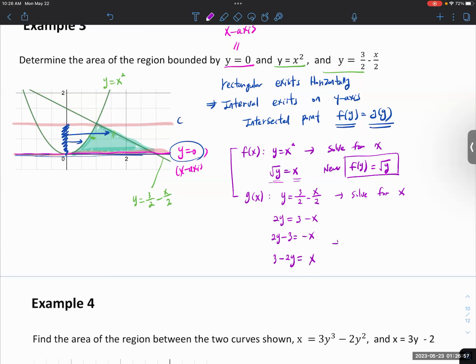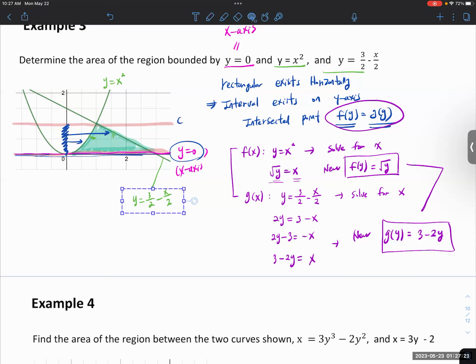So what does it mean? New f of, not f, this is a g. So g(y) equals 3 minus 2y. Okay, so we found the new f and g in terms of the y variable, correct? So let's find the intersection point, because they are going to be equal, and then you're going to find the intersected y.